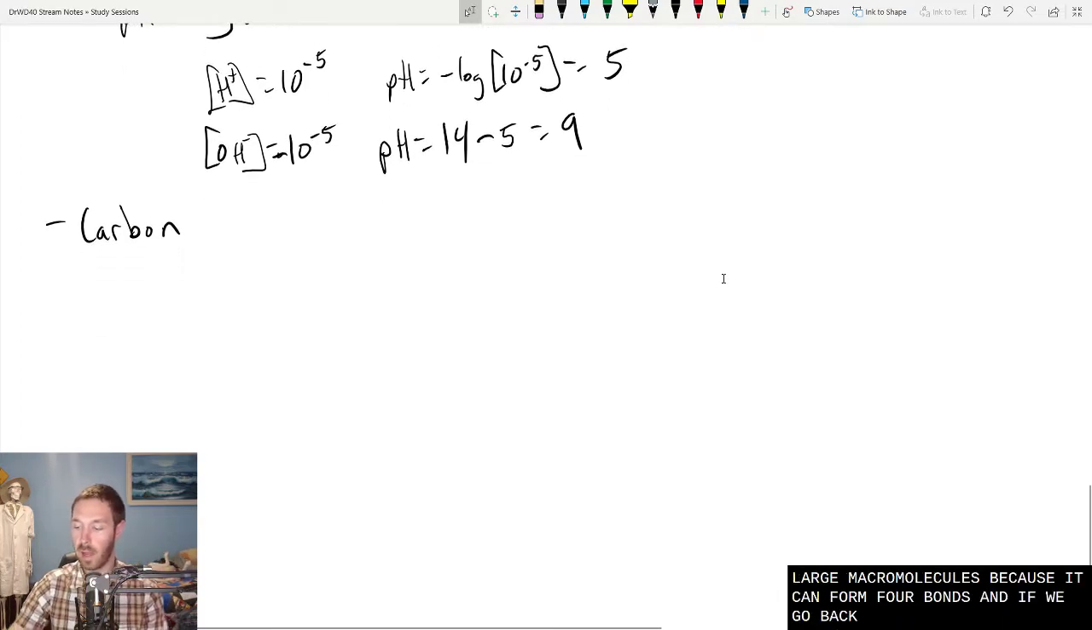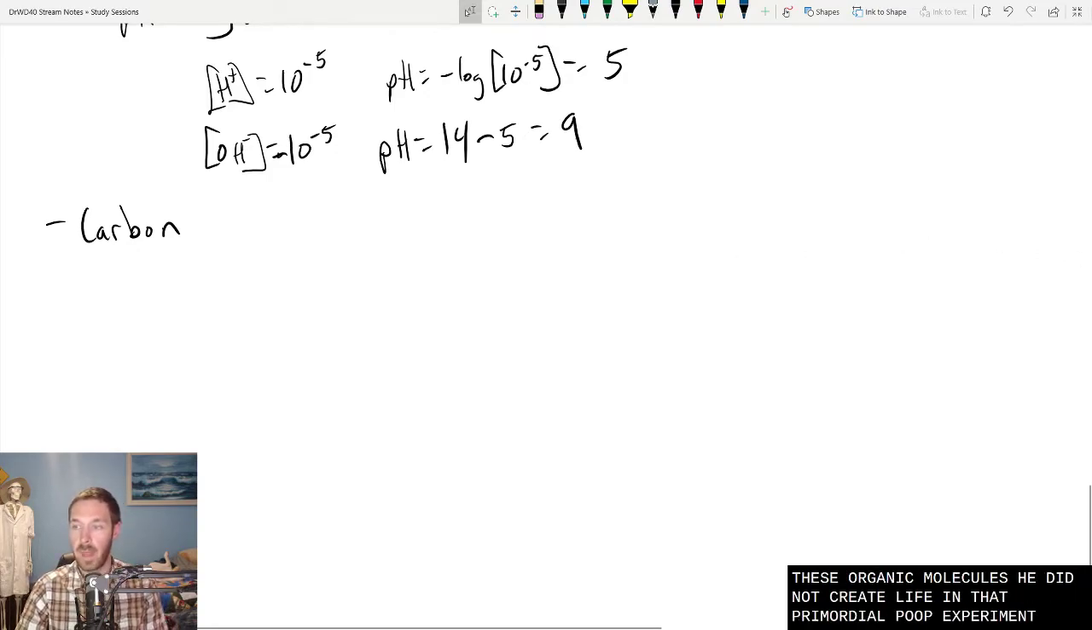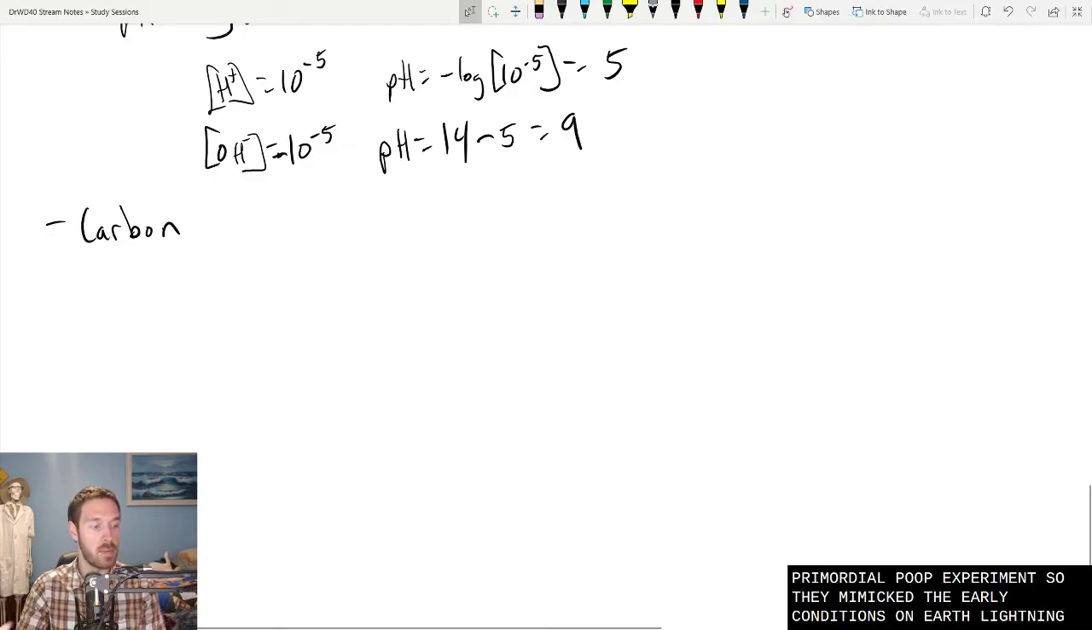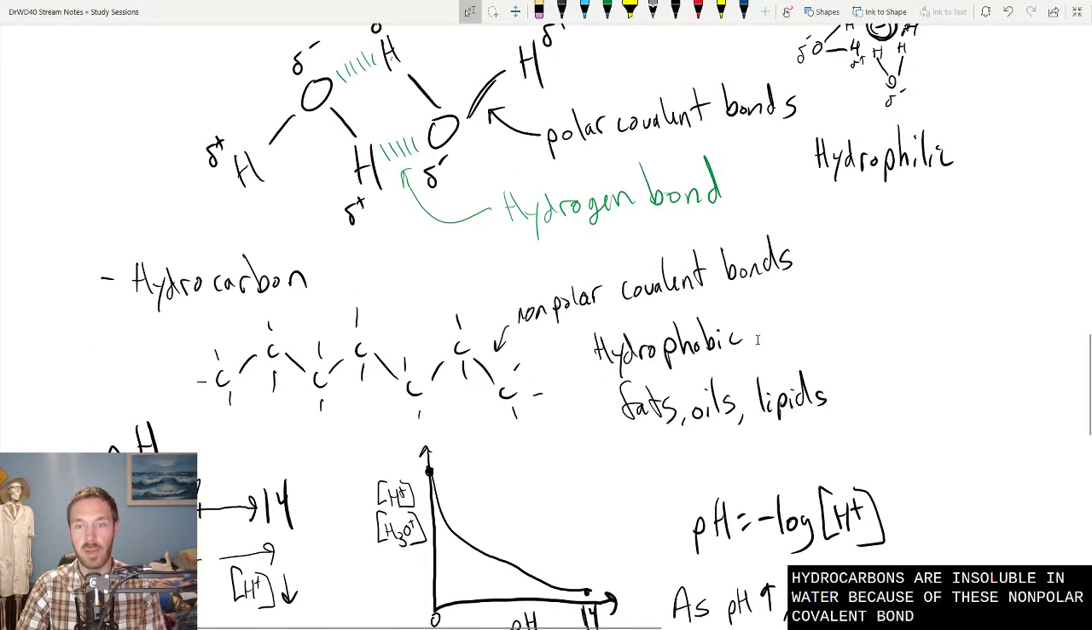And if we go back, how did we initially make these organic molecules that we have on Earth? So Stanley Miller's experiment was the first one to abiotically, meaning without life, synthesize these organic molecules. He did not create life in that primordial goop experiment. So they mimicked the early conditions on Earth, lightning, ammonia, methane, and were able to make the basic organic building blocks that are needed for life. Not all of them, of course, but some. Like I said, hydrocarbons are insoluble in water because of these nonpolar covalent bonds, making it hydrophobic.